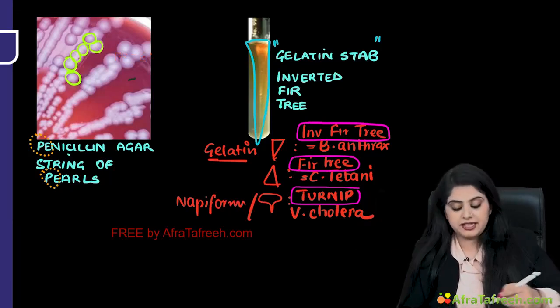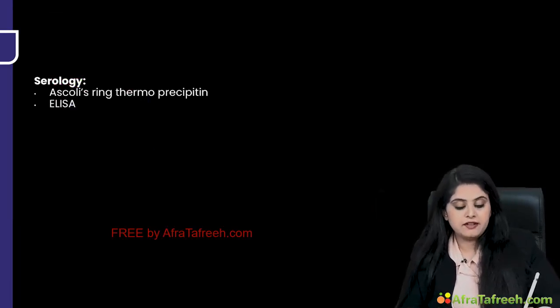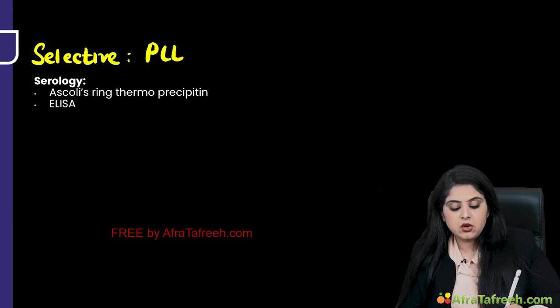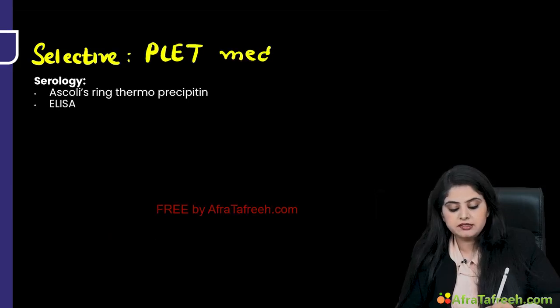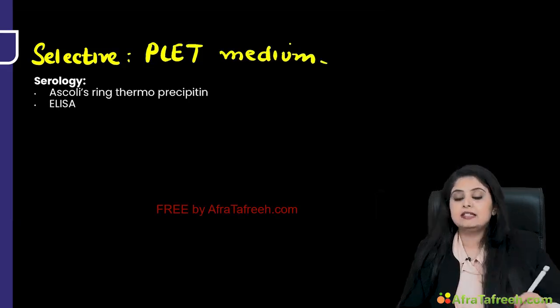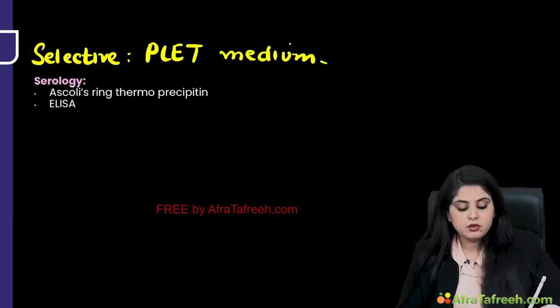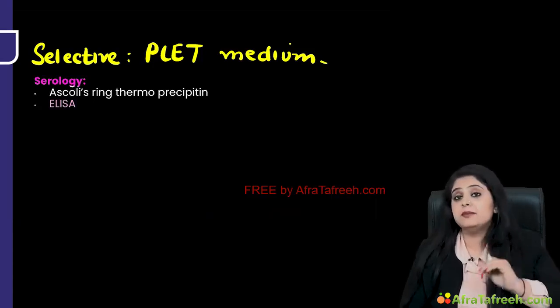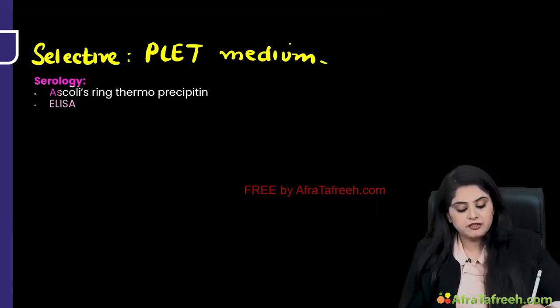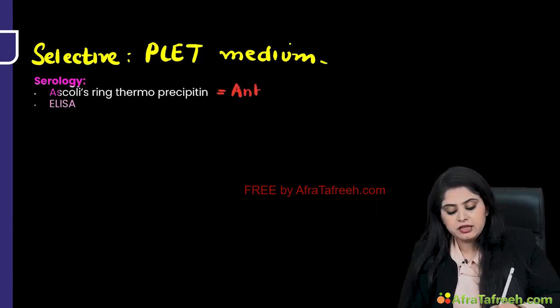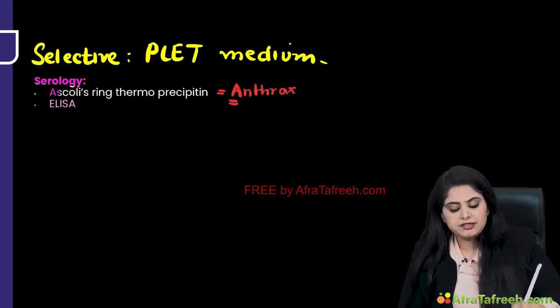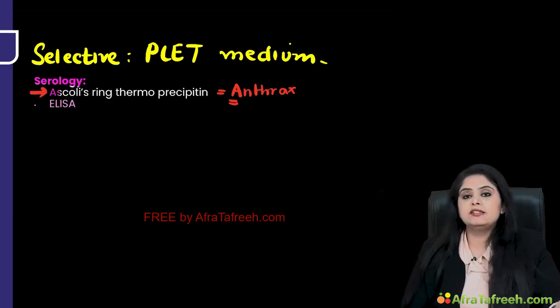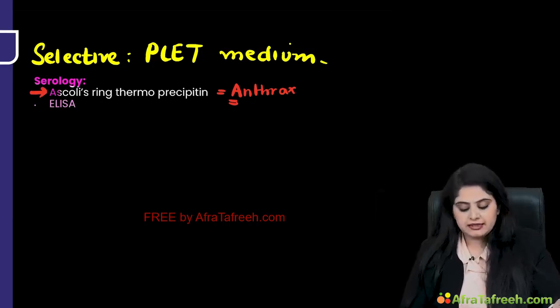Coming back to Bacillus anthracis, what are the things that are left? Do you know what is the selective media that you have? There's a selective media called PLET. So PLET media is the selective media that we have. And other than that, A for A. If you want to know the antibody, ELISA is done everywhere, but what is very important over here, for anthrax we do the A for A, Ascoli's ring precipitin test. No one does it, but it comes in MCQs. Ascoli's ring precipitin test is for anthrax.